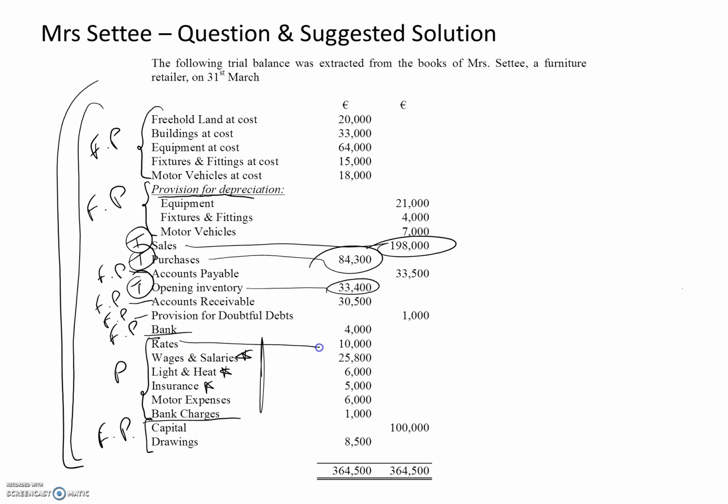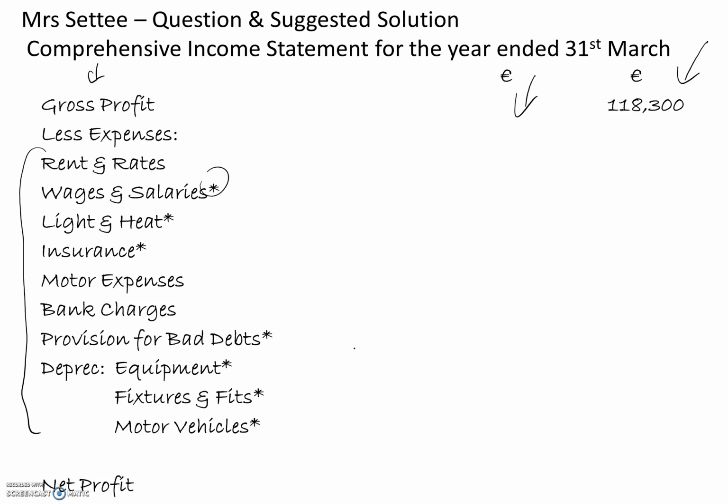So the rent and rates, I'll just copy that figure straight from the trial balance. Go here, we can see it's 10,000. So I pop that figure in there.